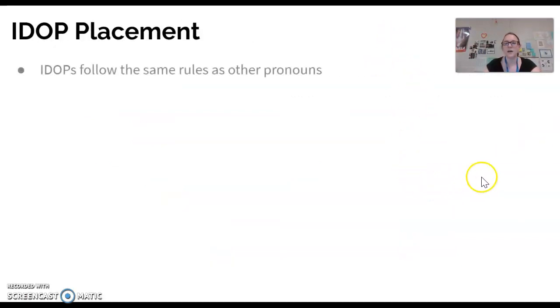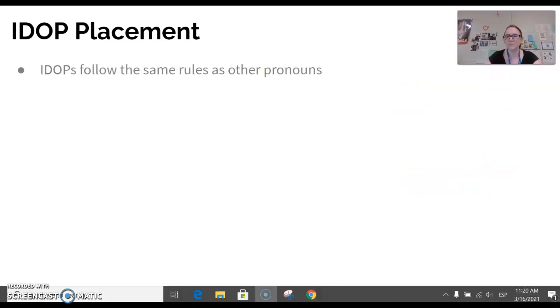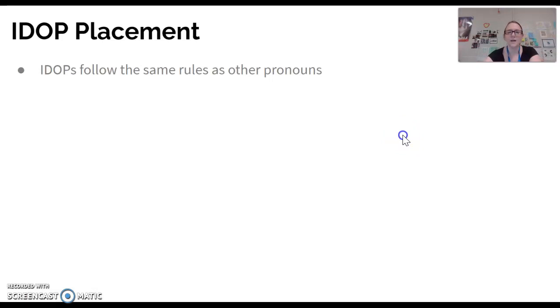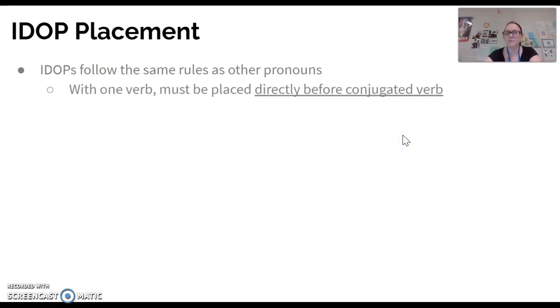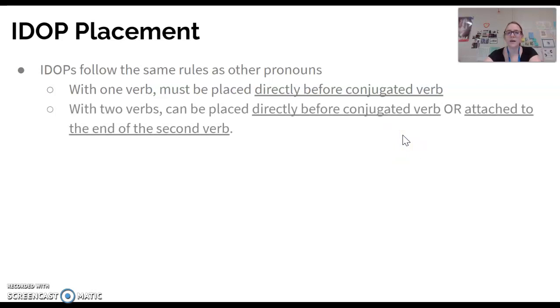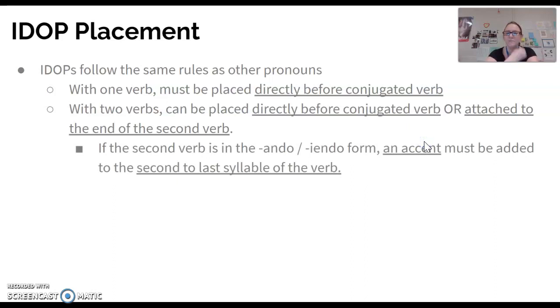Okay, IDOPs follow the same rules as far as pronoun placement as every other pronoun. So the same thing as your reflexive, same thing as your direct object pronouns. With one verb, it has to be placed directly before the conjugated verb. With two verbs, it can be placed directly before the conjugated verb or attached to the end of the second verb. If the second verb is in the ando or iendo form, you have to add an accent to the last syllable of the verb, which is the A in ando or the E in iendo. I don't think there's going to be any that you have to do that with on the test, but just to be aware that that's what you would do.